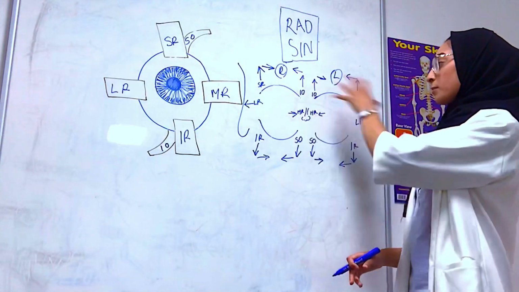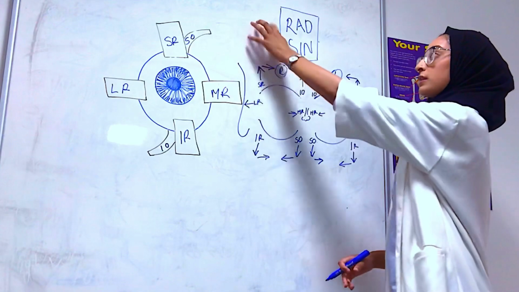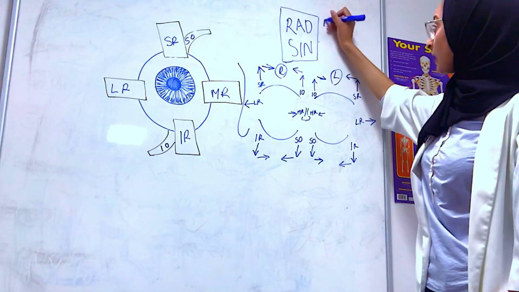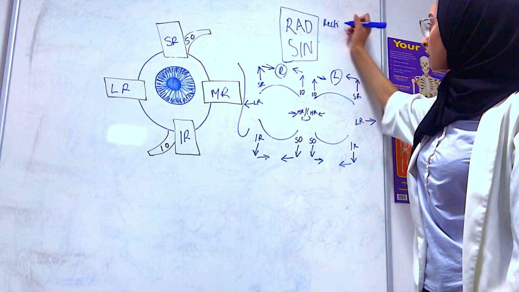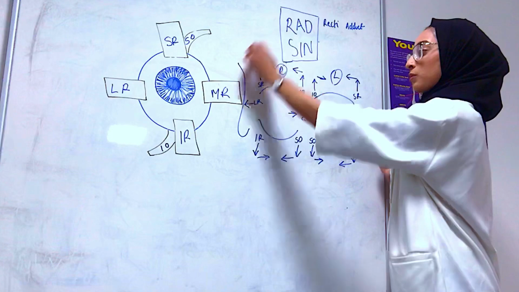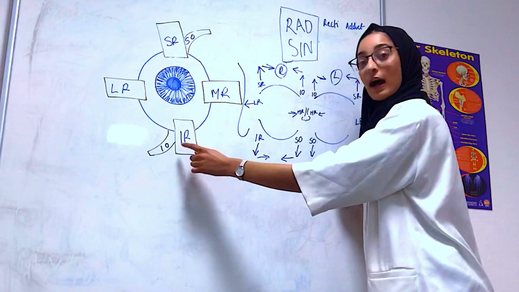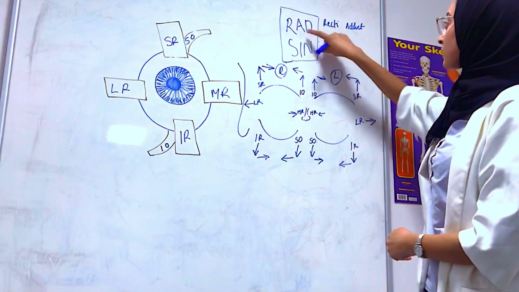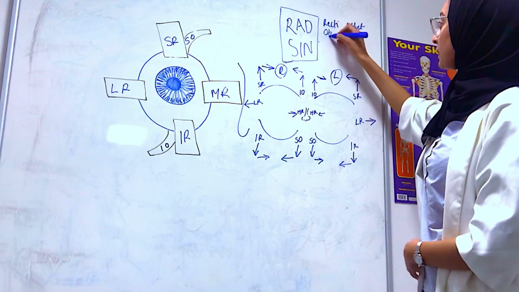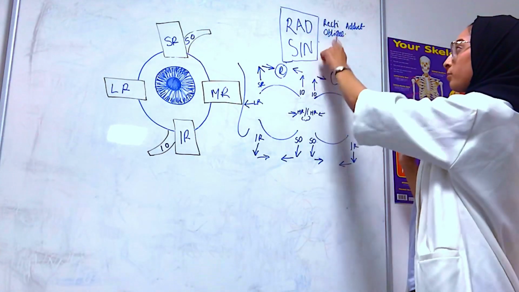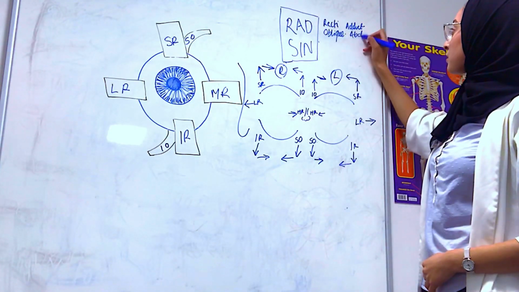Another way of remembering all of this is through these two words here, rad and sin. Rad meaning recti, adduct. So all the recti muscles, these square boxes here, adduct the eye. Adduct meaning bringing the eye in together. Whereas the opposite of that is the oblique. So if the recti adduct, the oblique abduct.